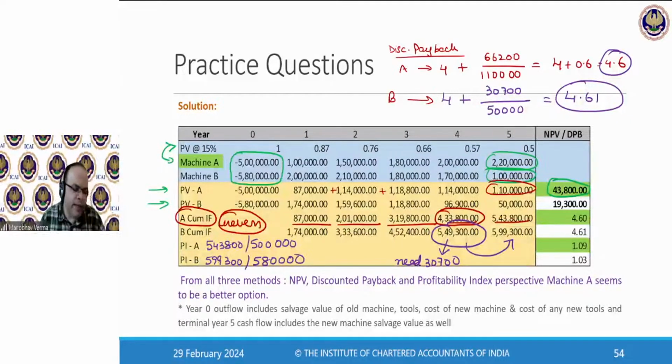But I think the most important point in this particular question was to understand the outflows of both the machines. Other than that, it's a very straightforward question. I hope everyone is clear in terms of calculating the present value. You just have to multiply the present value factor with the cash flow. For example, 1 lakh into 0.87 is 87,000. Another example, 0.57 into 2 lakhs is 1 lakh 14,000. You multiply the present value factors with the cash flows, get the present values, and add them up to get the NPV.